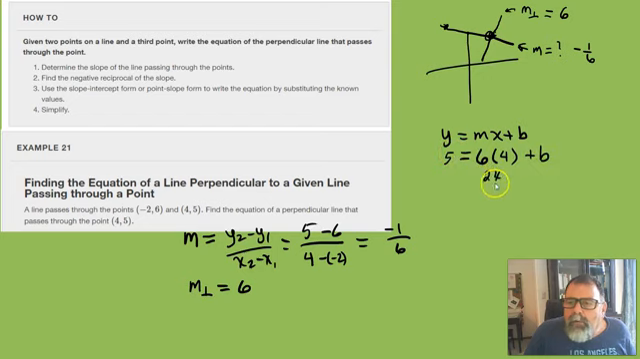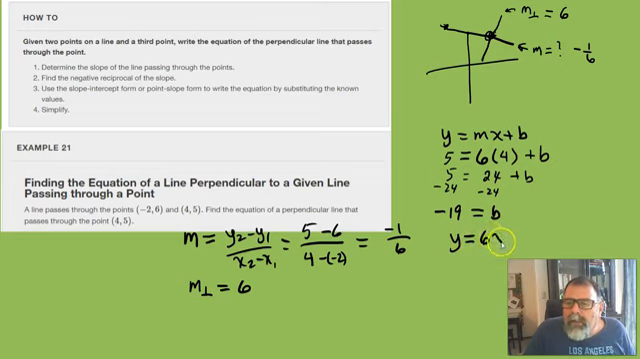So I get 24, subtract 24, so signs are different. 24 minus 5 is 19. Take the sign of the larger, which is the 24, it's negative. Okay, now I can write the equation. So it'll be y equals m, which is 6, x, plus b, which is minus 19. And that's my final answer right there.